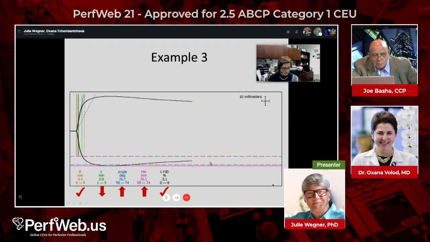Example three. Now we have a slightly different situation. Our LY30 is a little bit off, but it's still within range. What we see mainly is an elevated MA, an elevated angle, and a decreased K value. The decreased K and the elevated angle suggest very rapid thrombin generation, fibrin network formation, as well as high platelet function.